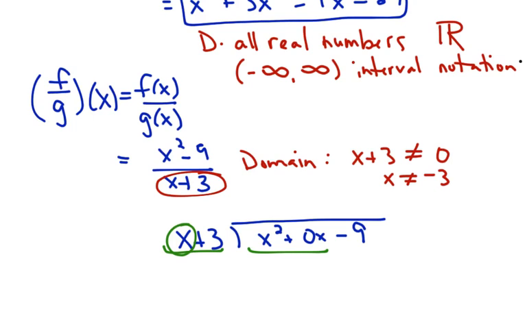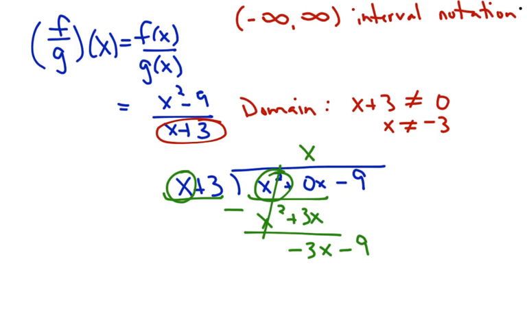Or in other words, what do you have to multiply x by to make it an x squared? Well, you multiply by x. Then you multiply the divisor by x, and you subtract. This should always go away. 0 minus 3 is negative 3x. Bring down the next term. And then, what do you have to multiply x by to make it a negative 3x? You multiply by negative 3. So you get negative 3x minus 9, and when you subtract these, you get 0.